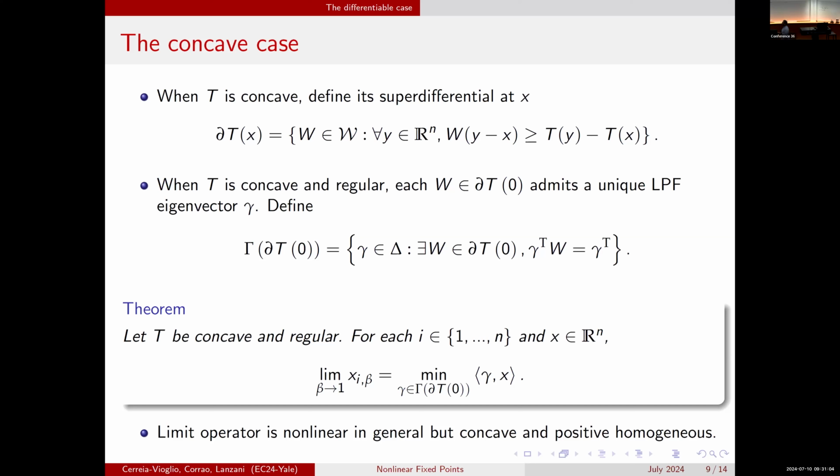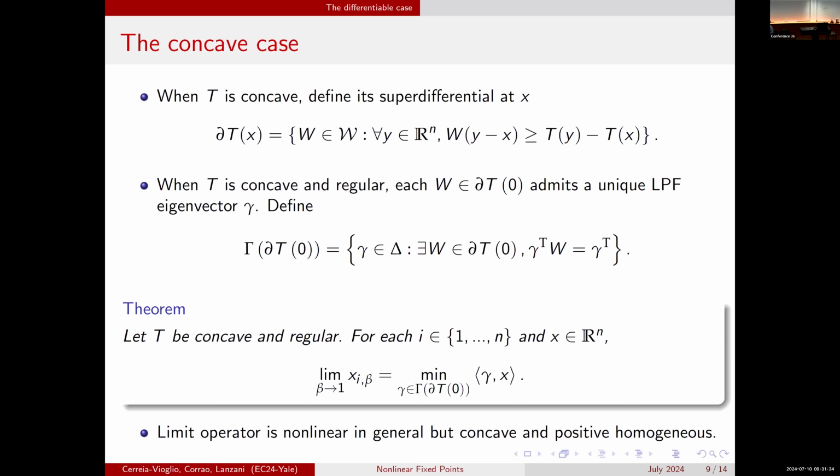So I give up differentiability, but I add an additional assumption, which is that T is concave. Now, I cannot define anymore the Jacobian at every point. What I can define, borrowing from convex analysis, is just the super differential of this operator, which is just the set of linear operators that dominate the concave nonlinear operator. And of course, this set is non-empty exactly because T is concave.